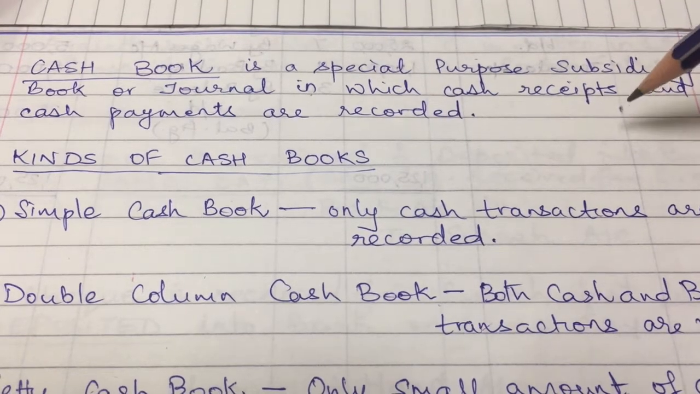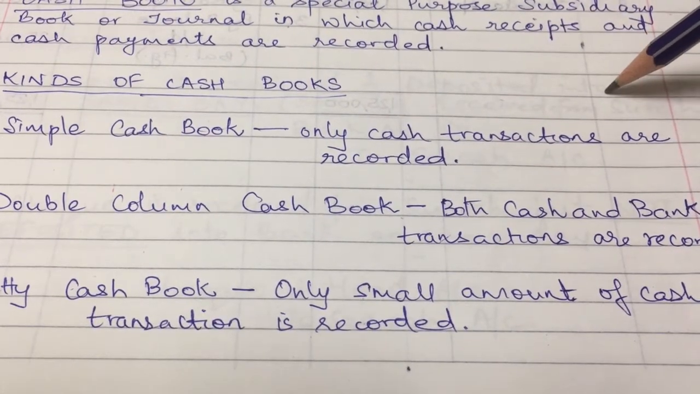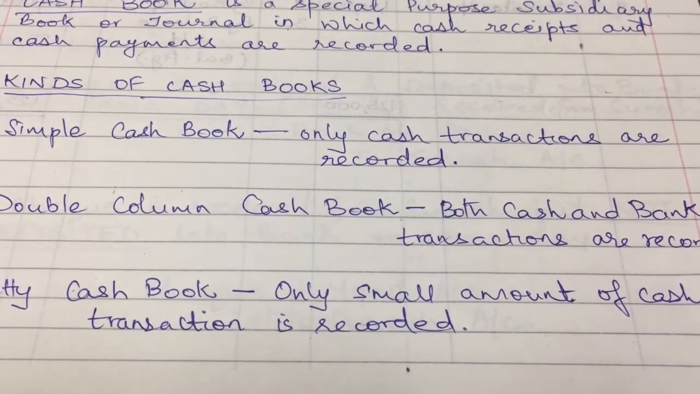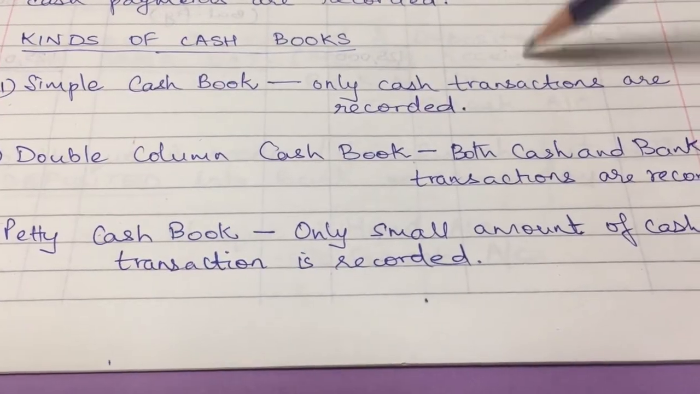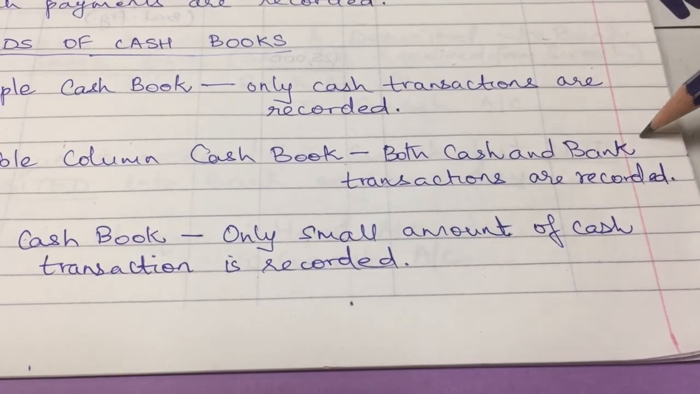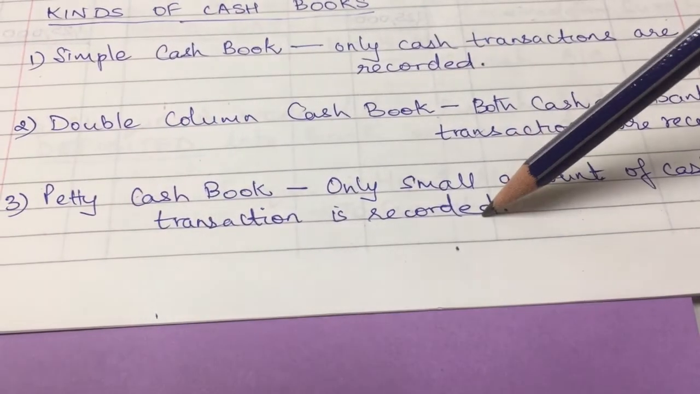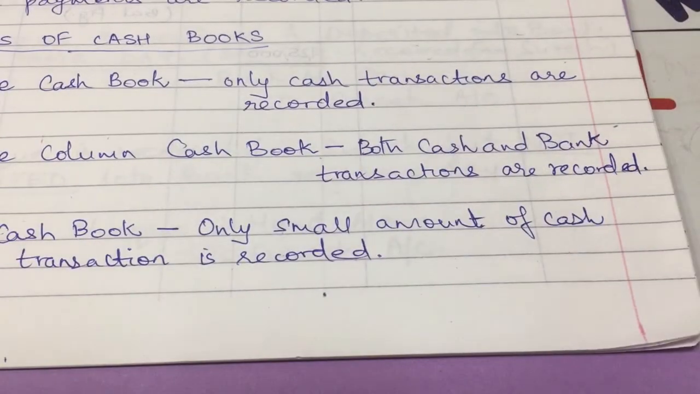Now, the kinds of cash books we have are simple cash book, in which only the cash transactions are recorded and it is one column only. Then comes the double column cash book, in which both the cash and the bank transactions are recorded. Then there is a petty cash book. Petty means small. So only small amount of cash transactions are recorded.